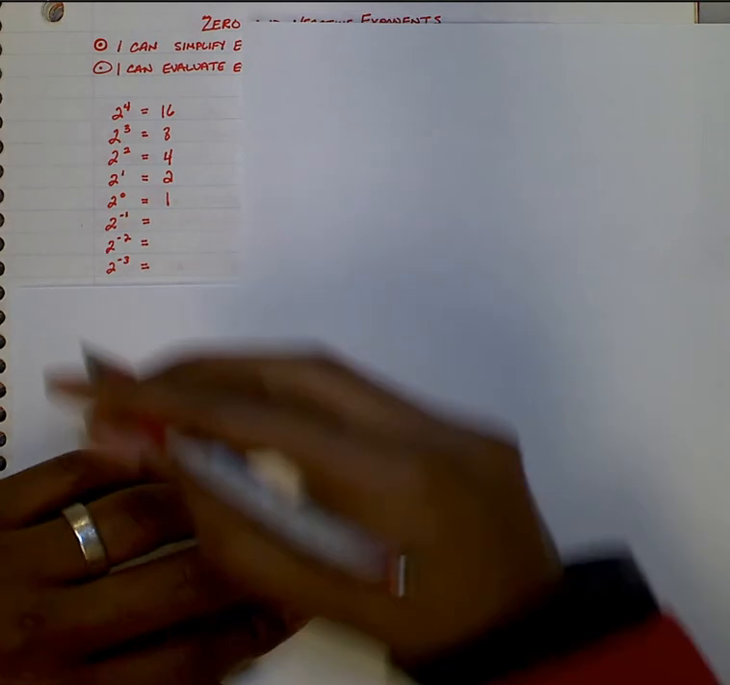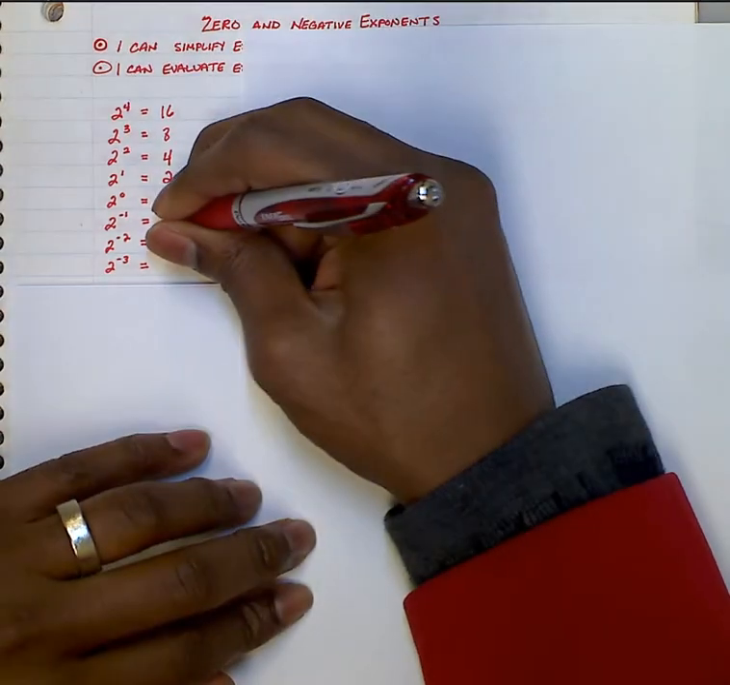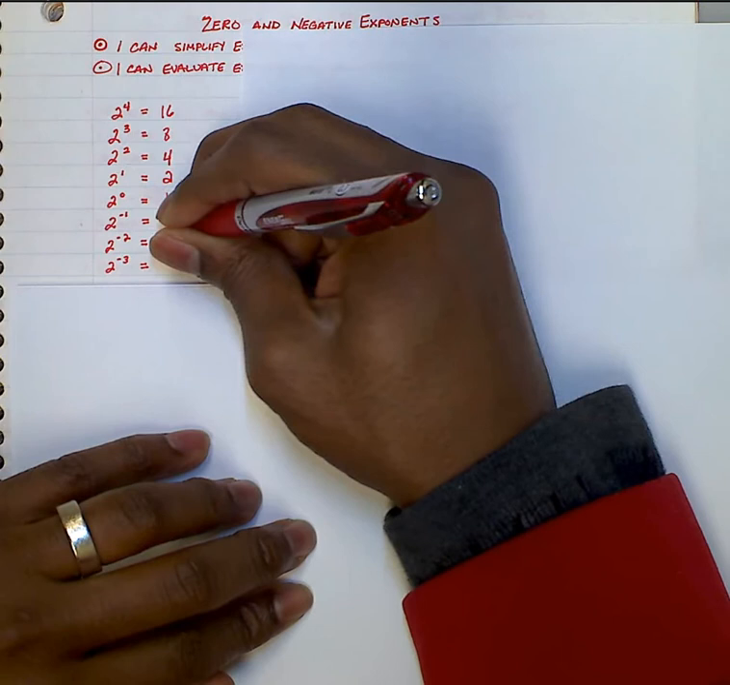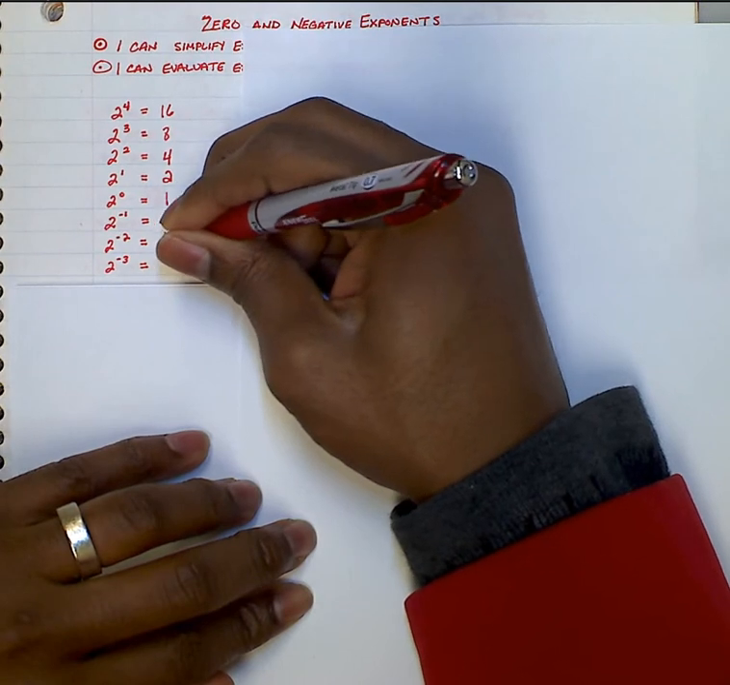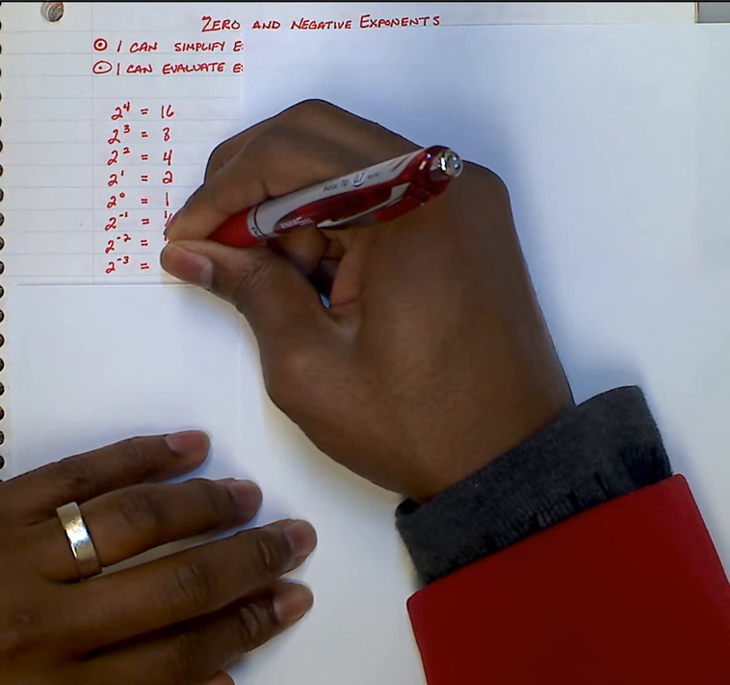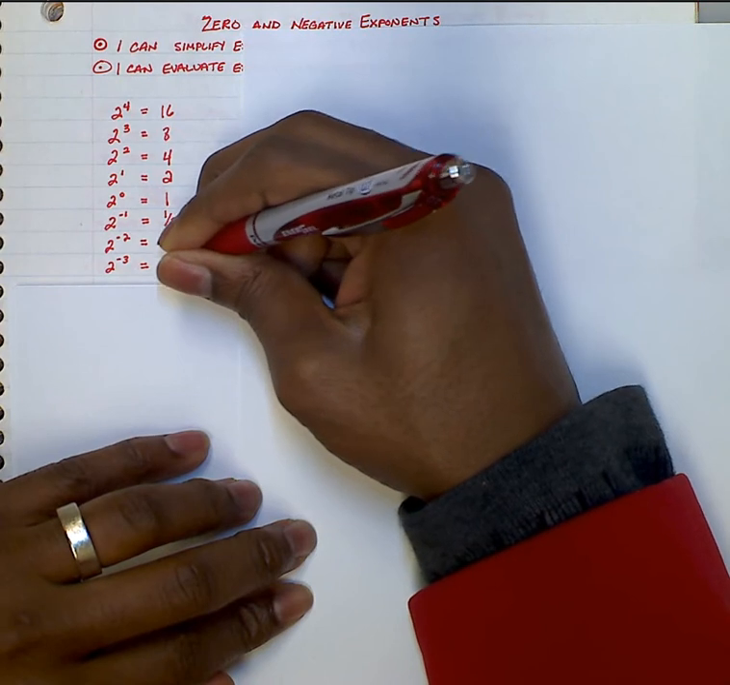1 divided by 2 is 1/2. 1/2 divided by 2 is 1/4. 1/4 divided by 2 is 1/8.